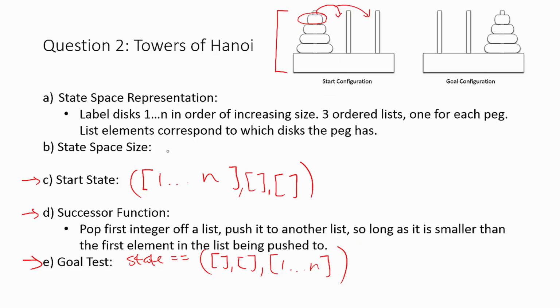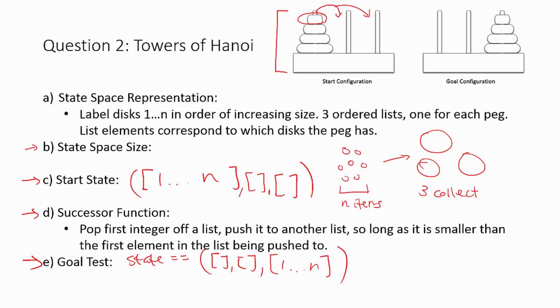Let's move on to the state space size. The state space size is the total number of states that could be possible with our state representation. So in order to see this, let's think about how many ways we can put n different items into 3 collections, because that's exactly what we're doing. We have n disks and we have 3 different pegs. Well, let's take this element here that can go in any of these 3. So we have 3 choices for the first one.